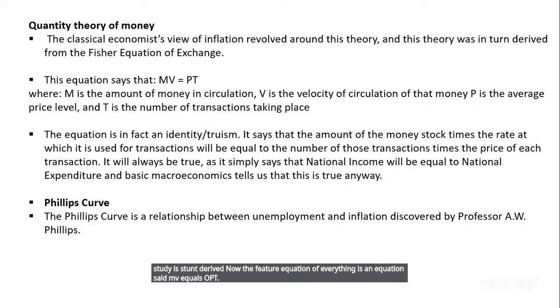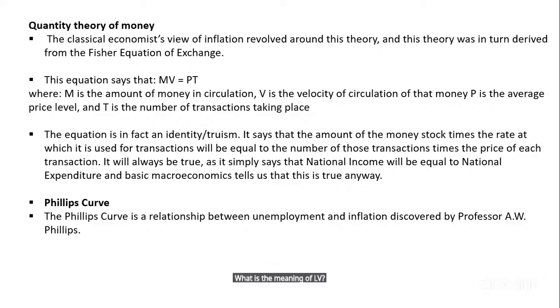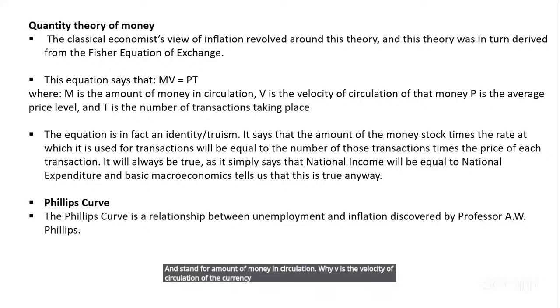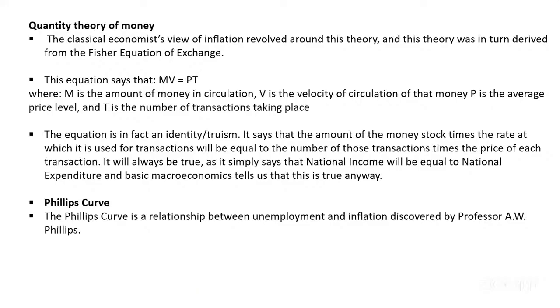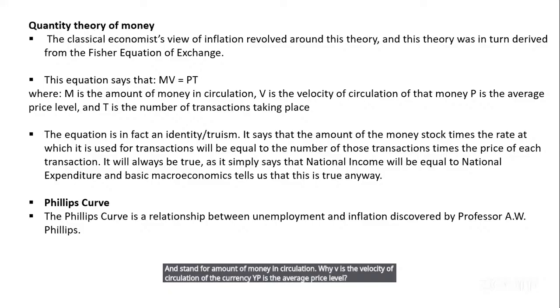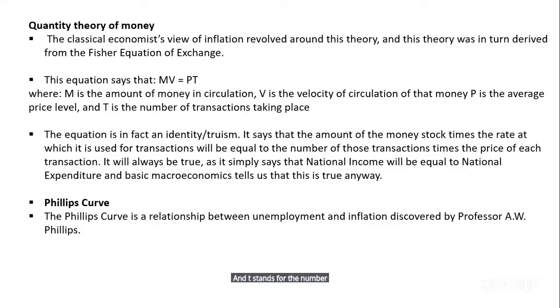What is the meaning of MV? What is the meaning of PT? M stands for the amount of money in circulation, while V is the velocity of circulation of the currency, while P is the average price level, and T stands for the number of transactions taking place.